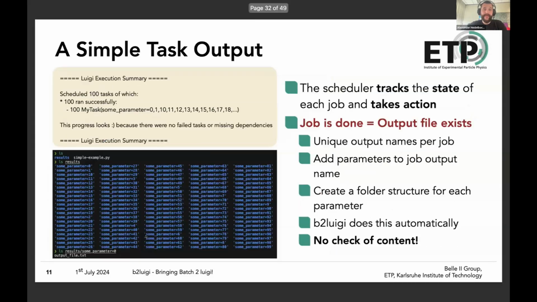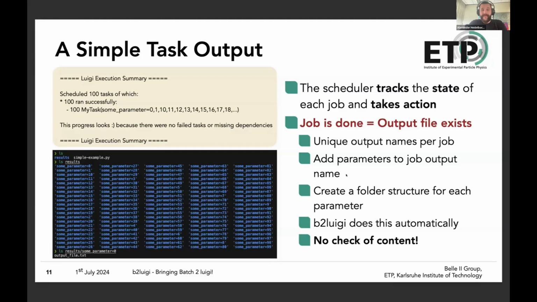As a result, here should be results, and here you see a directory for every parameter where the output of every parameter lies. And this, of course, is due to the reason that we talked about before. A job is done if the output file exists. So unique output names for each job. And the easiest approach to solve this is to make them dependent on the parameters, because the parameters differ.